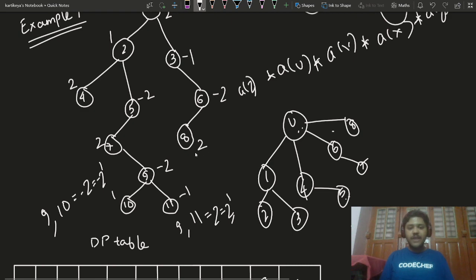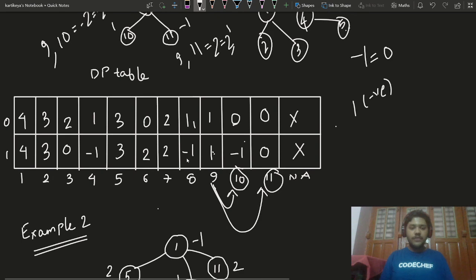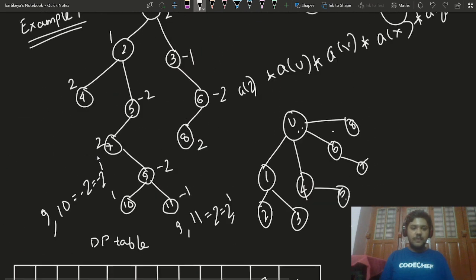8 was having a value of 2 and 4 is also having a value of 2. So it would be similar to that of 8. 8 was having 1 and minus 1. In the same way, 4 would be having 1 and minus 1. Okay. Now let's come on to 7.